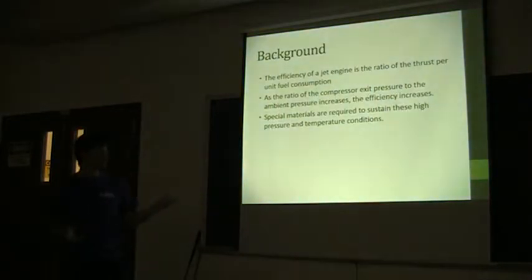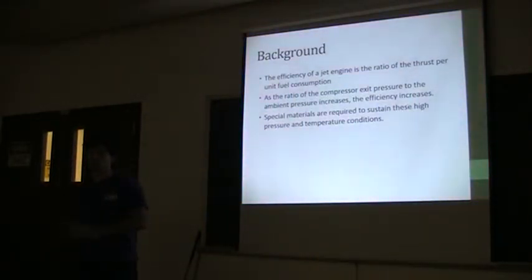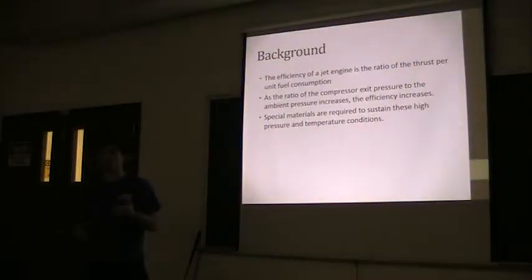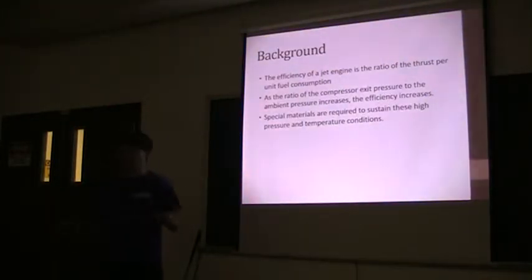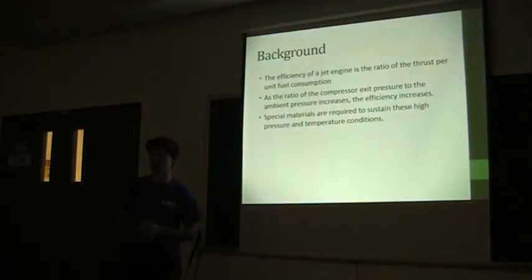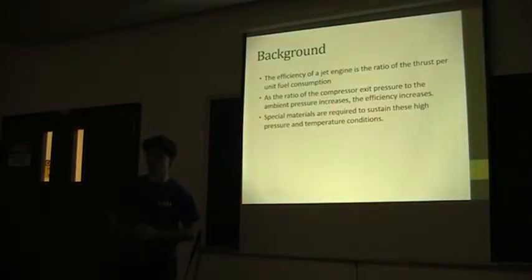Now, the efficiency of the jet engine is calculated by the ratio of the thrust per unit fuel consumed, and also as the pressure ratio increases, which is the ratio of the compressor exit pressure and the ambient pressure. As that increases, the efficiency increases, which means higher pressures, higher temperatures, and higher stresses acting on the material, so you need better material that is sustained at those high temperatures, because it is going to be a high stress situation.